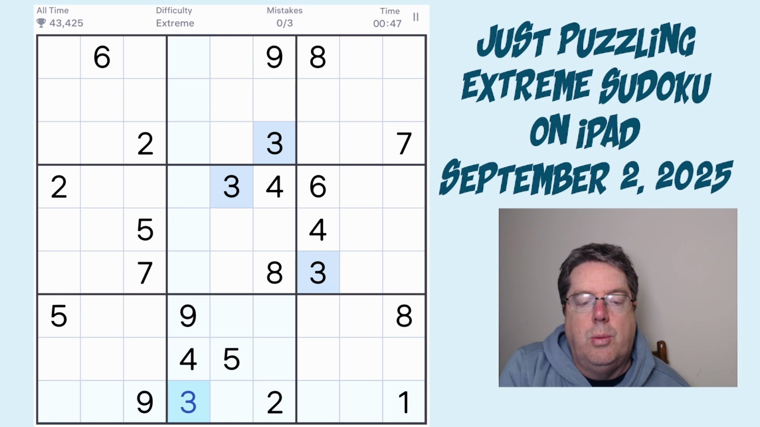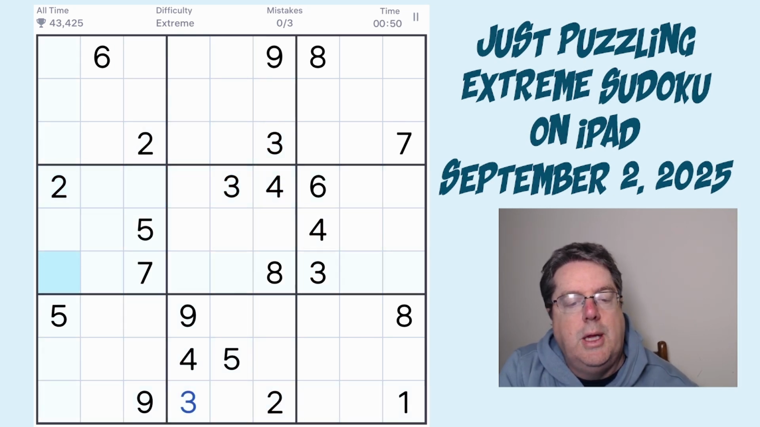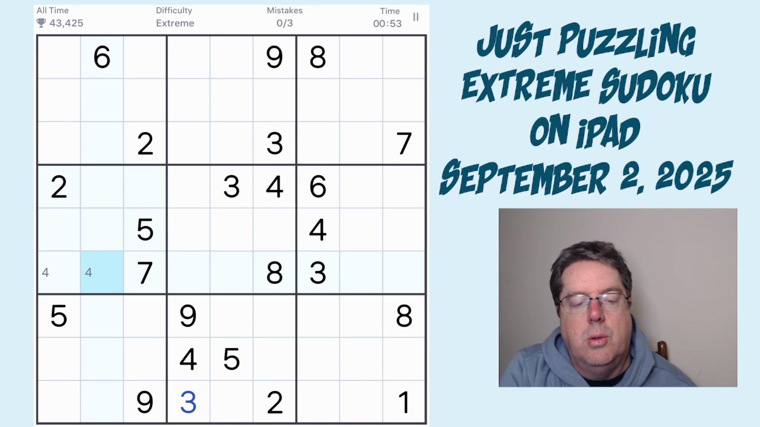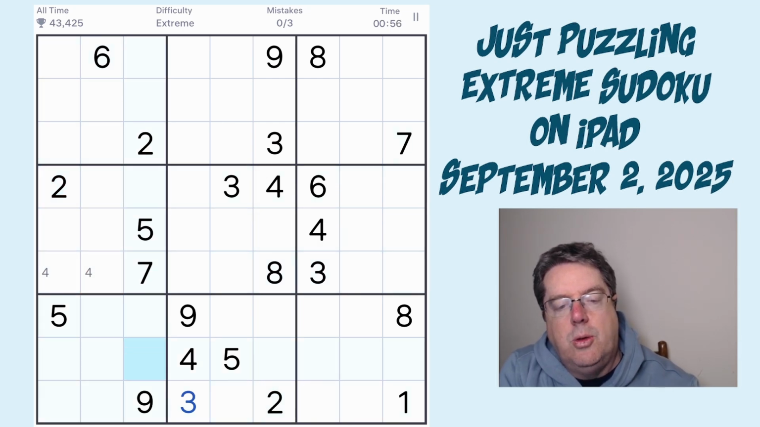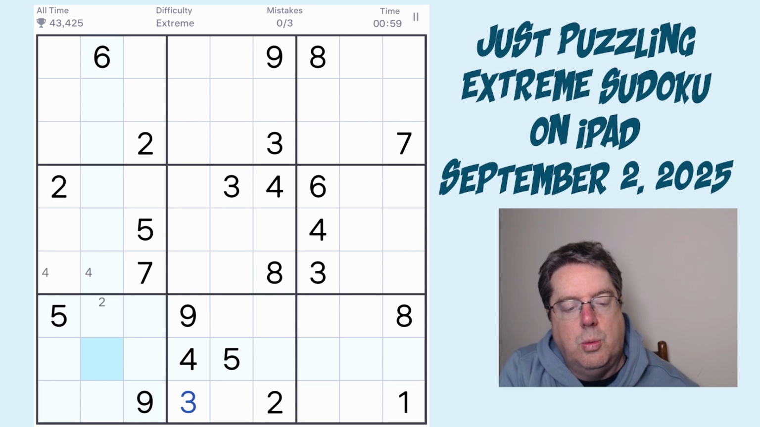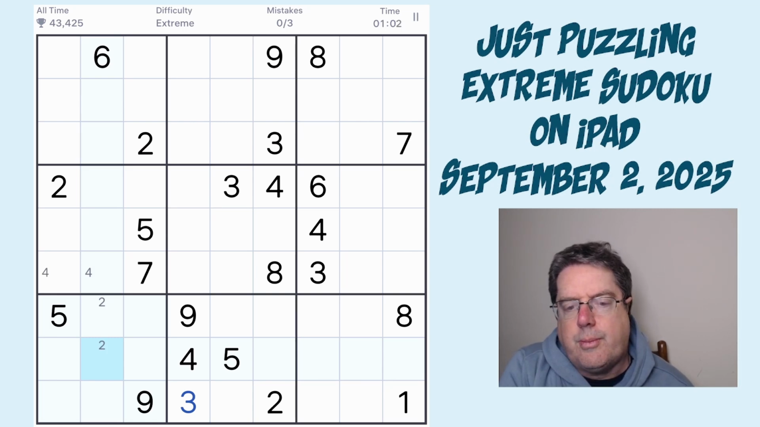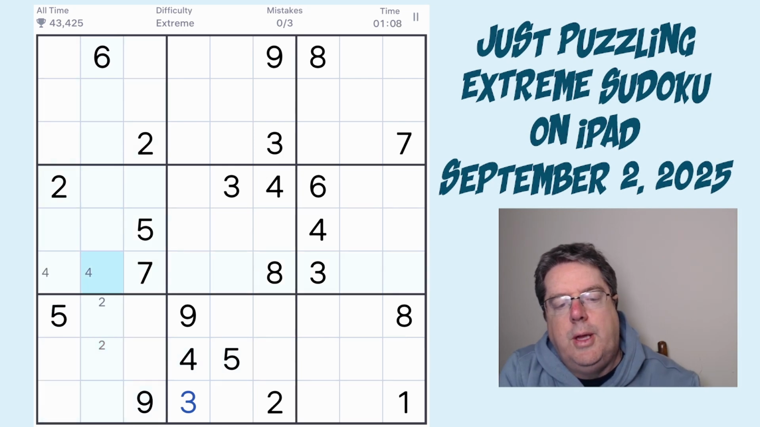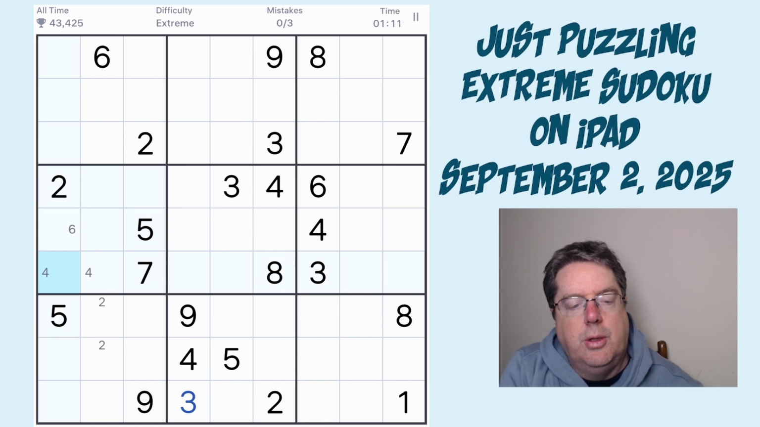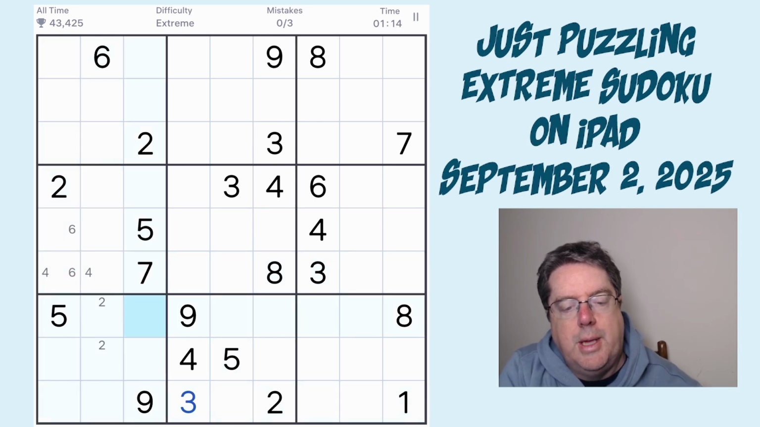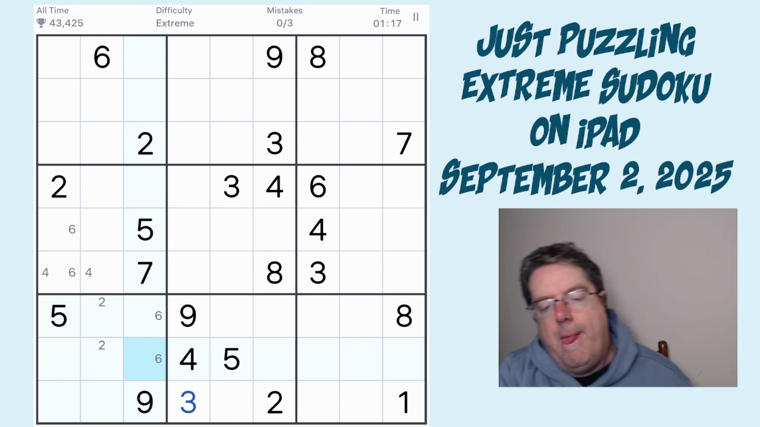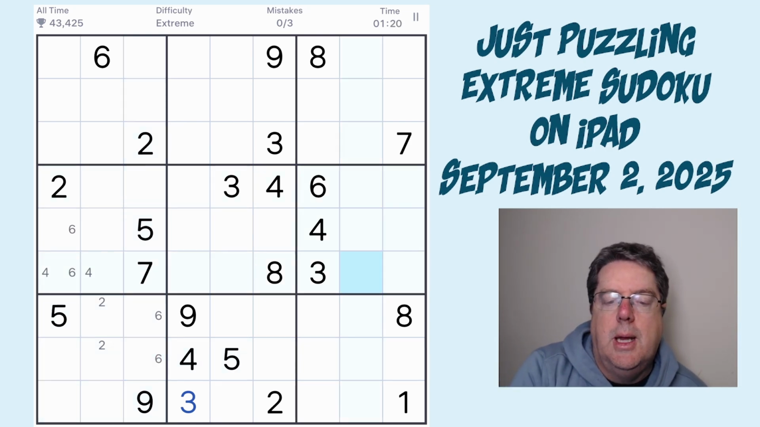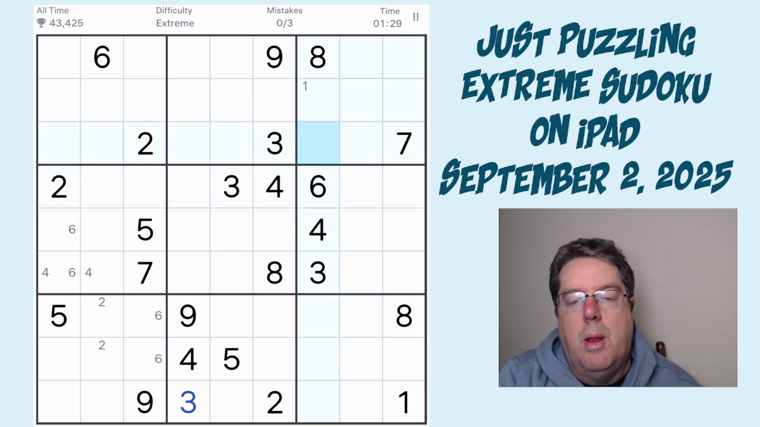So what we're looking for is, we've got a 4 comes across here, a 4 comes across here, so 4 will be one of these two. 2 comes down here, 2 comes down here, 2 comes across here, so 2 is one of these two. 6 comes down here, 6 comes across here, so 6 is one of these two. 1 comes up here, so 1 can't be in this row, column. 1 comes up here, 1 comes up here, so 1 is one of these two.